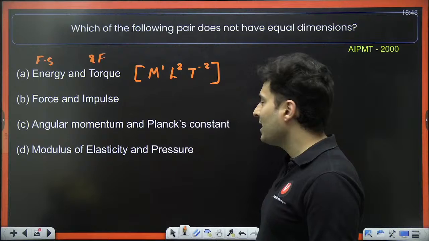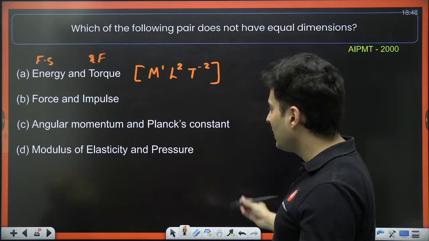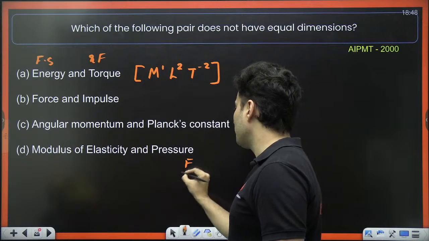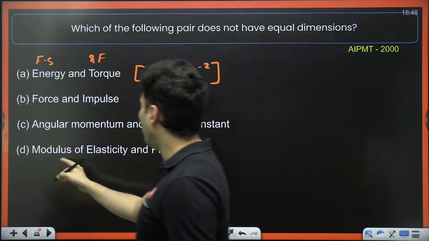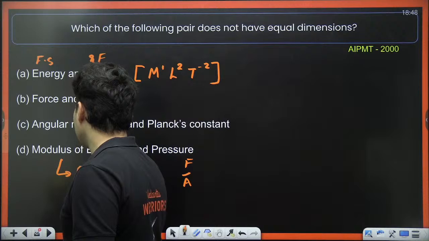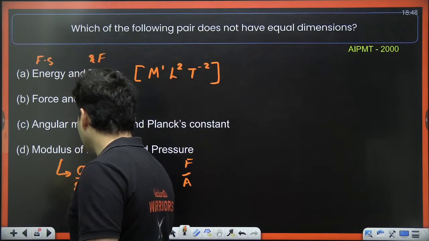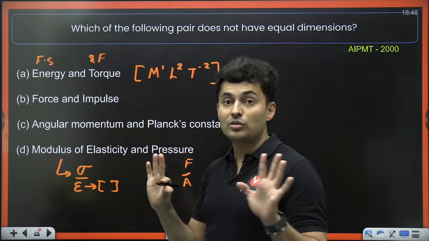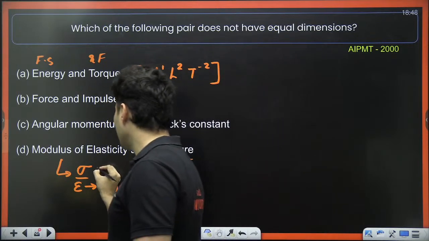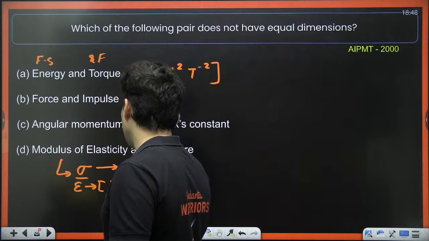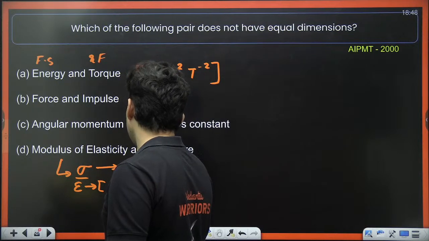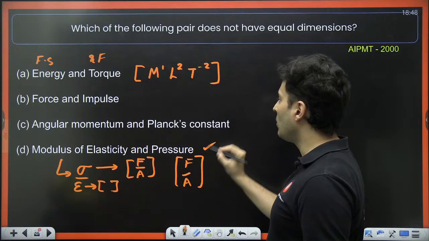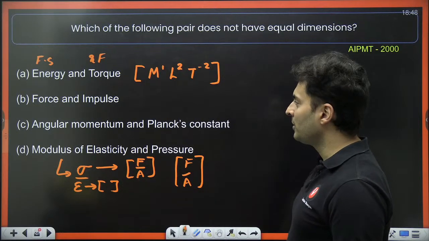Modulus of elasticity and pressure, you will see that they also have the same dimension. Pressure is force per unit area. Modulus of elasticity is stress by strain. Strain is completely dimensionless. Strain does not have any dimension. But stress has the same dimension as force by area. Force by area, which is just like pressure. So that is also having the same dimension.